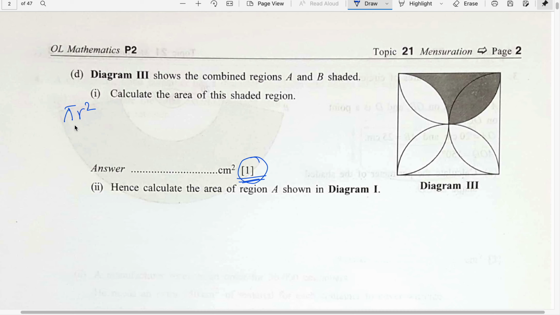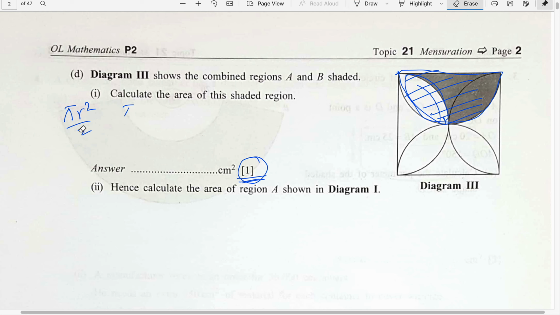Pi r squared divided by 2 makes it a semicircle, minus pi r squared divided by 4 makes it a quadrant. Beta, semi, if you find it for the semicircle, this is the one you're finding, this complete thing, then you have to remove this white part, right?